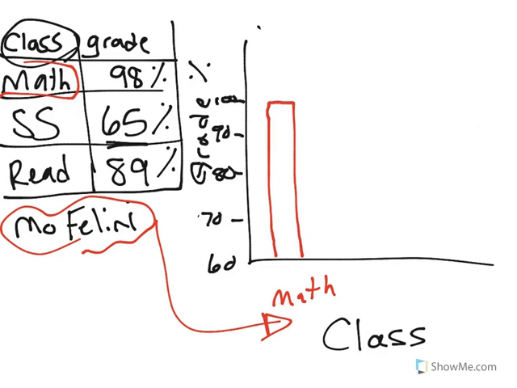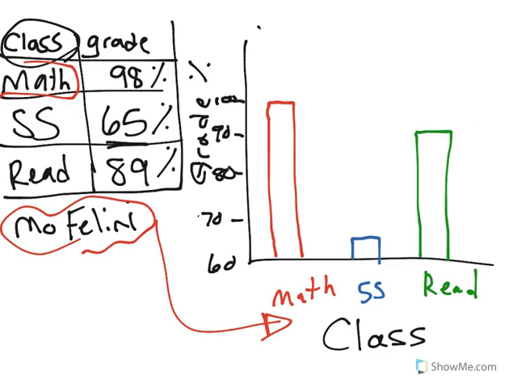Then the next one is social studies. Notice I'm doing a different color. That's just so it's easier for me to see. The next one is reading, and that's an 89, so I'm going to go just below the 90. So there's my chart for that.